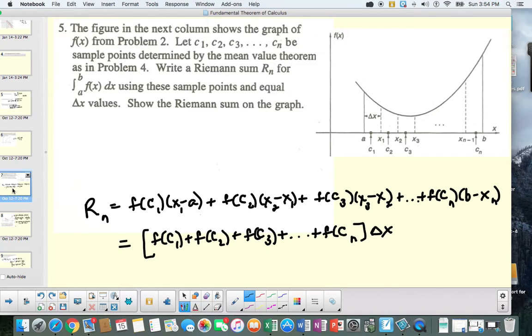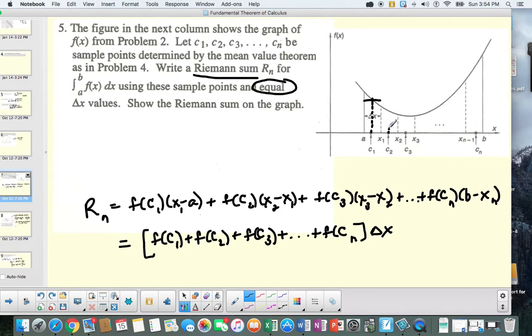Now, what we're going to do within a whole interval, and we are going to have various points here. We want to write a Riemann sum, r sub n, for this integral, and we want to use sample points. What's important here is that we want equal delta x values. That's a requirement. So here's our c sub 1, and that's going to create a height, the height of this rectangle. So the height times the width.